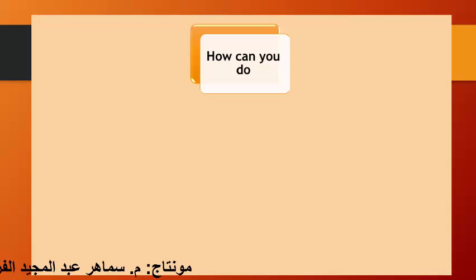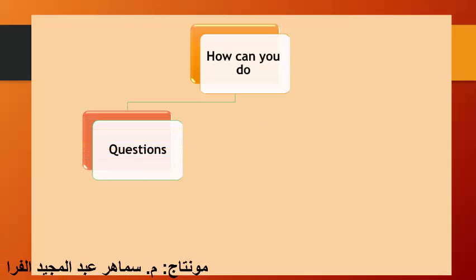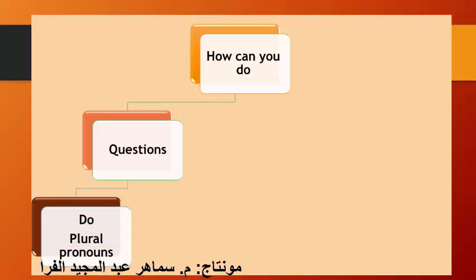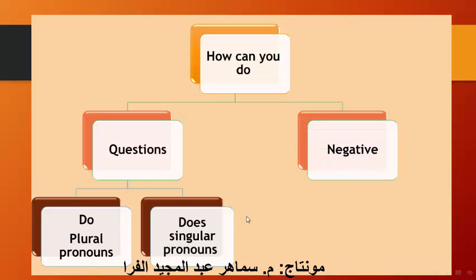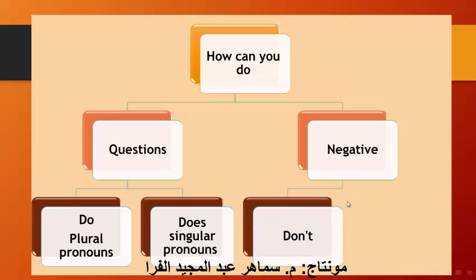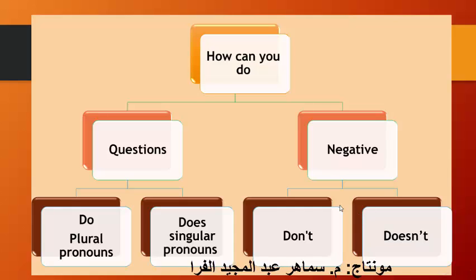But there's a question. How can you make a question in the present simple tense? Questions in the present simple tense can be made with the helping verb do, but with whom? With the plural pronouns. Good. But we should use the helping verb does with singular pronouns as we discussed before. How can we make a negative in the present simple tense? Okay, good. We just make the negative of the helping verb, do or does, with don't and doesn't.